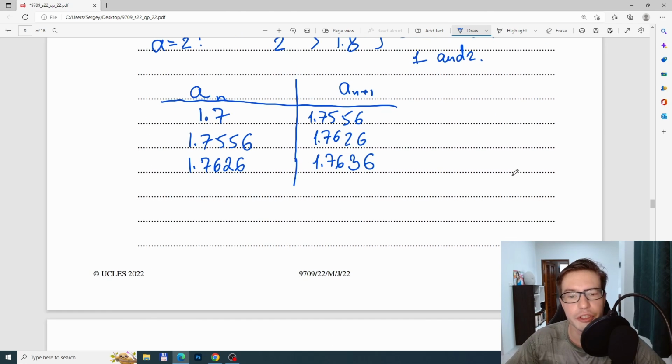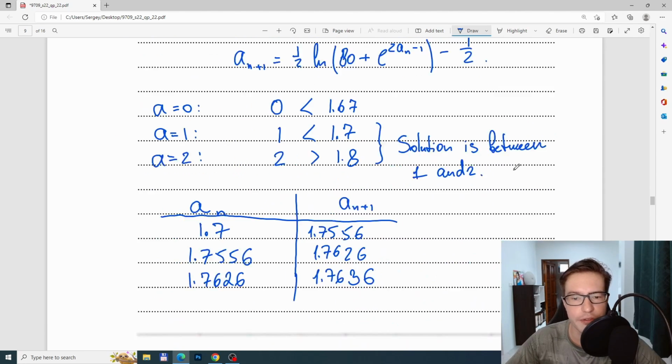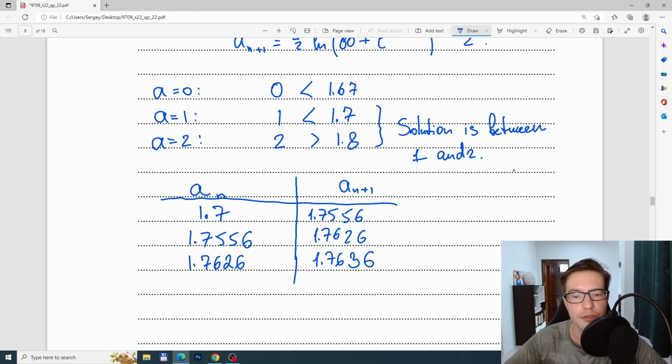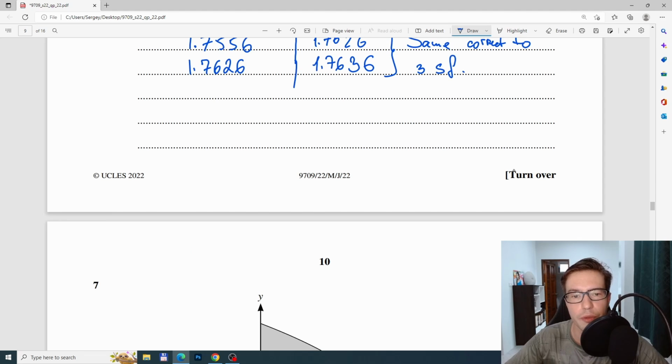Now, all my calculations are given correct to 5 significant figures, but the question says find the value of a correct to only 3 significant figures. If we look at the last 2 values of a(n+1), we see that they are the same, correct to 3 significant figures. And our answer is going to be 1.76.